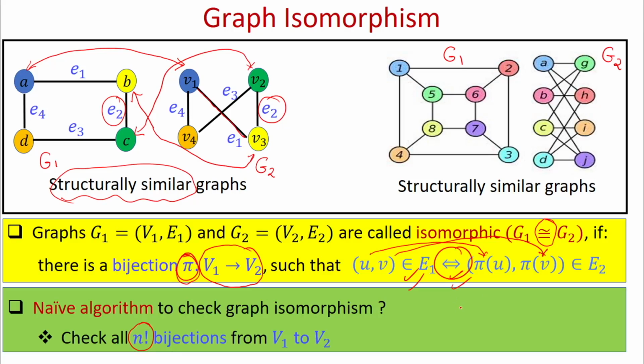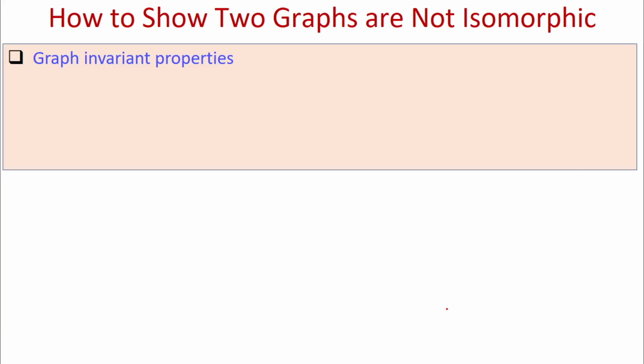You have to try n factorial bijections, and n factorial is an enormously large quantity. So this naive algorithm will work only for small values of n, and it's still a big open problem to come up with efficient or feasible algorithms to check whether two graphs are isomorphic or not. Okay. So how do we verify whether two graphs are not isomorphic?